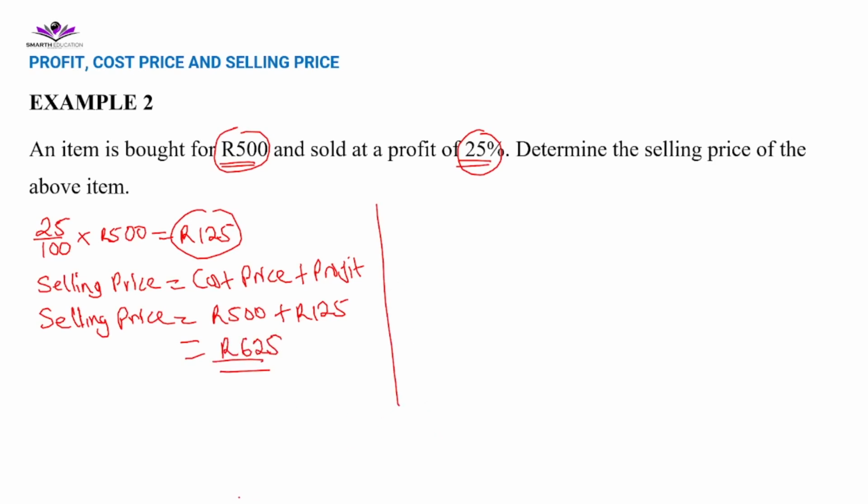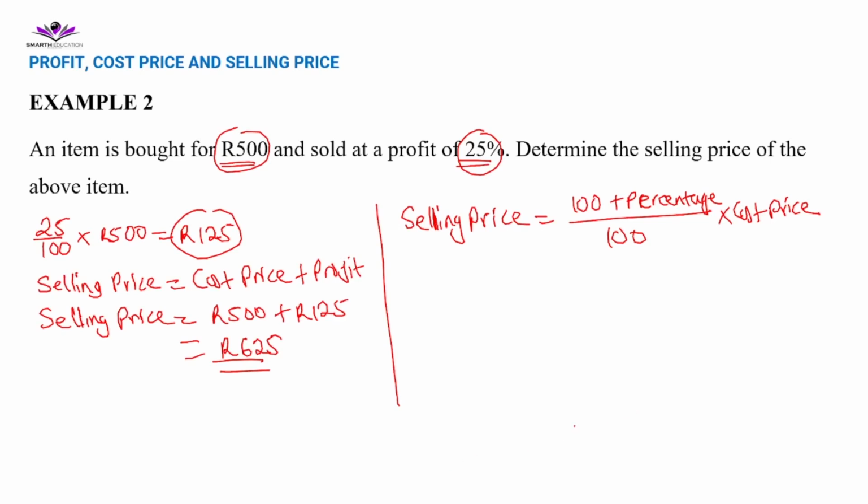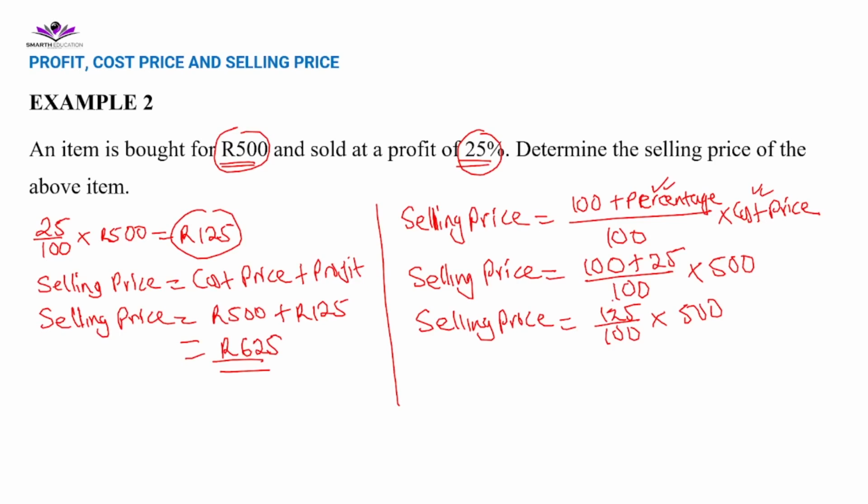The other one you can use is to use the formula that I gave you. Remember I said selling price is equal to 100 plus percentage over 100 and then times cost price. That's the formula I gave you. So you can just put the percentage profit here and then your cost price there and then put it in the calculator. And then we can even simplify this if you want. Alright, then you can put this in the calculator. You'll get your selling price, which is 625 rands. Okay, that's how we can do it.